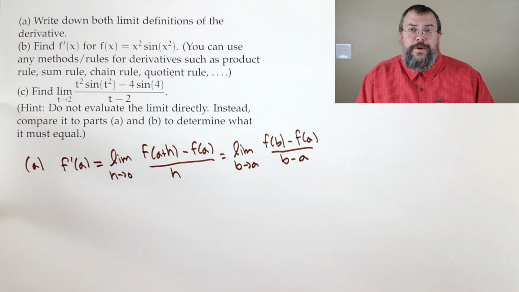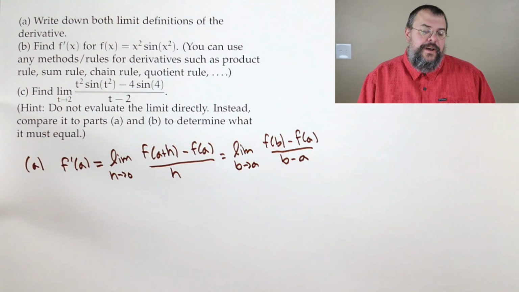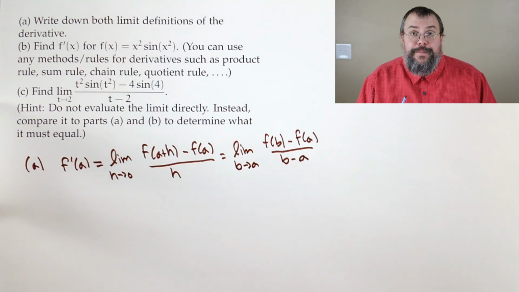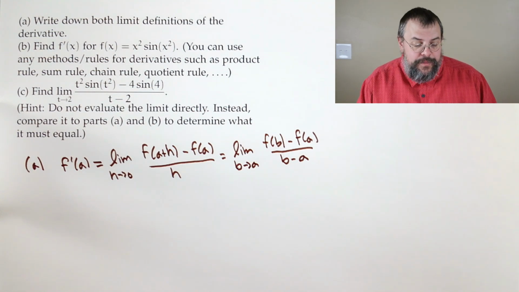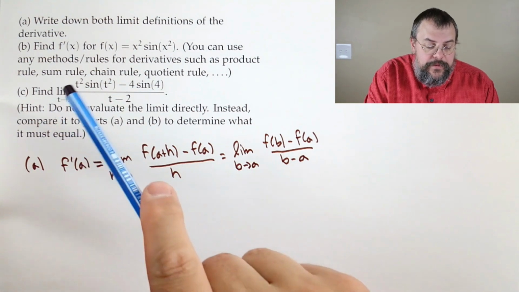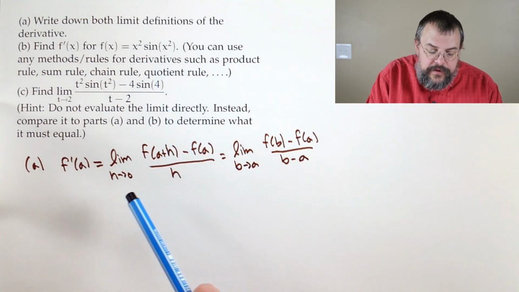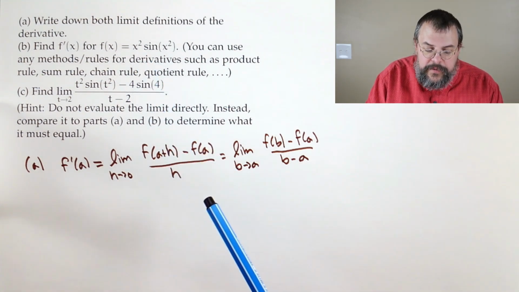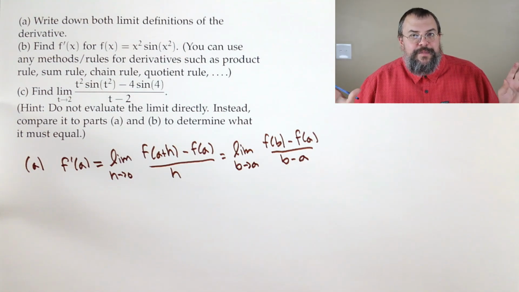And of course, because we work and we're good students, we're going to remember that. Okay, part B. Part A, we're done. Just do you recall? Part B. Find the derivative for the function x squared sine of x squared. And now you might be nervous. It's like, wait a second, do we have to use a limit definition? And it says, no. You don't have to use the limit definition on part B.